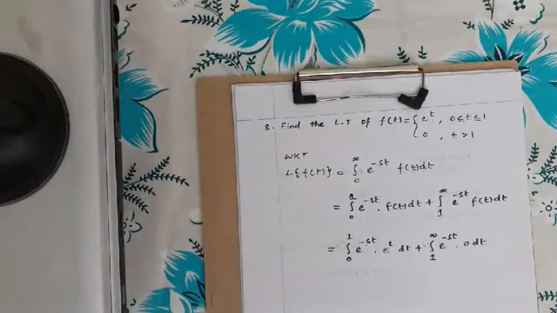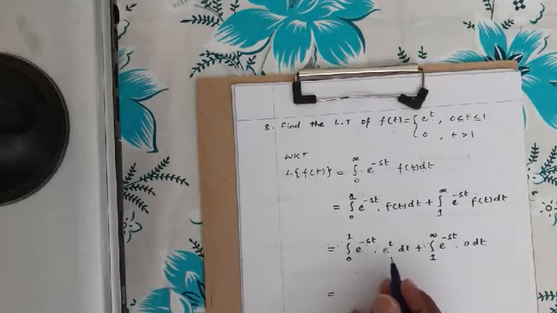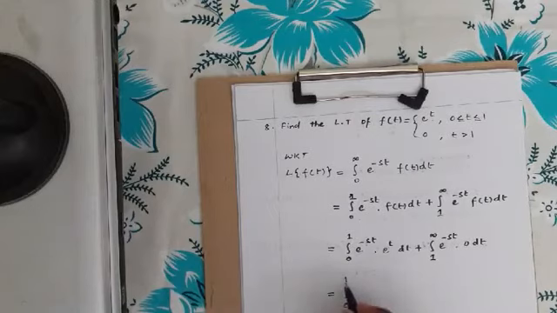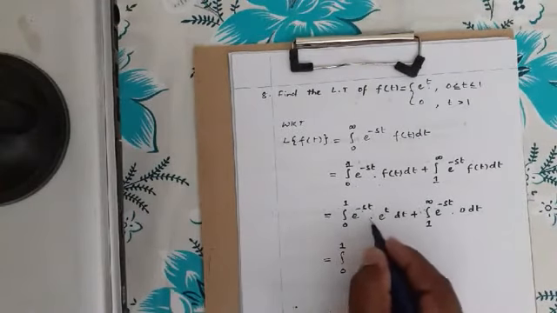So now this is equal to integral 0 to 1 e power minus st e power t dt. So I can write integral 0 to 1 e power minus, here you can see the bases are the same, so the powers should be added. If your bases are the same, the powers should be added.